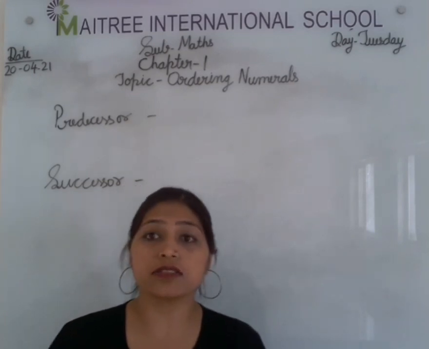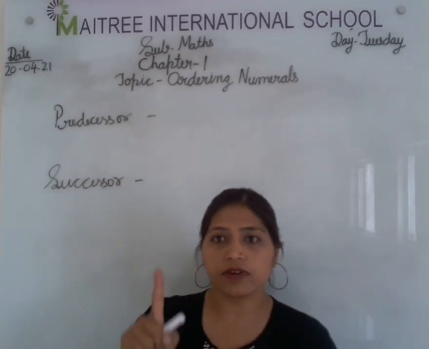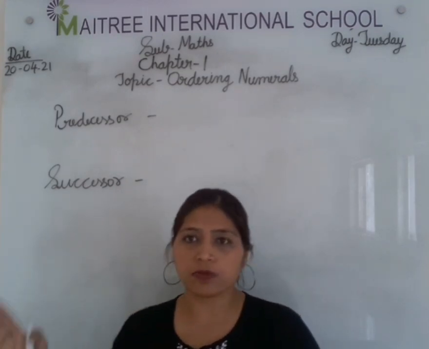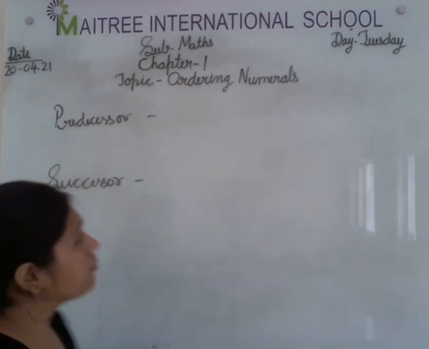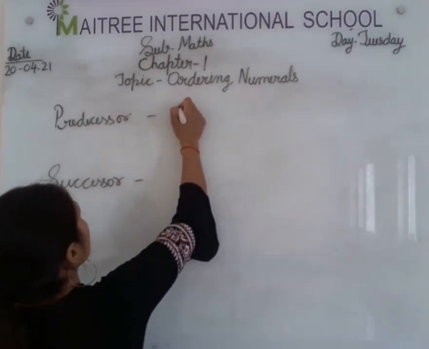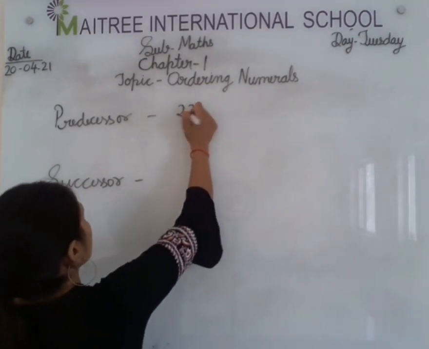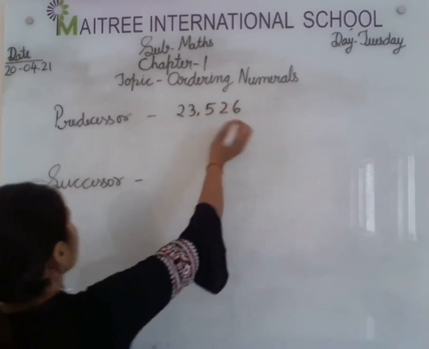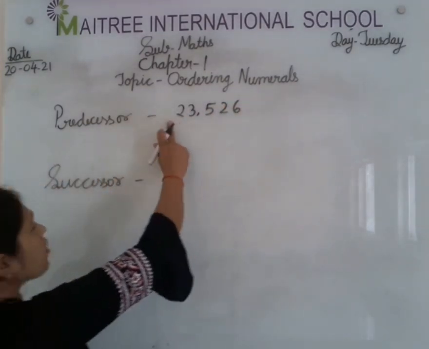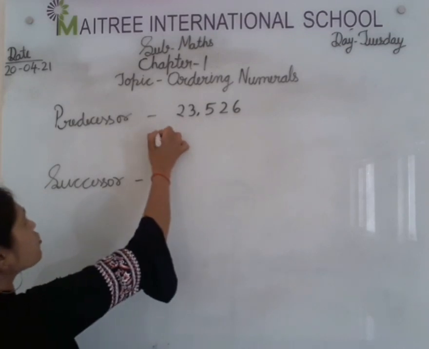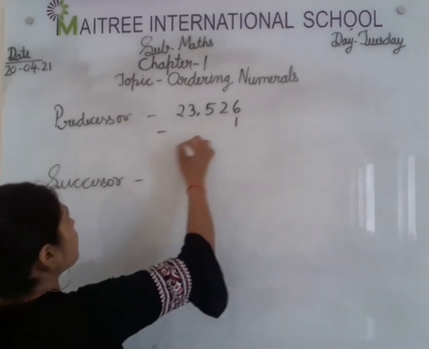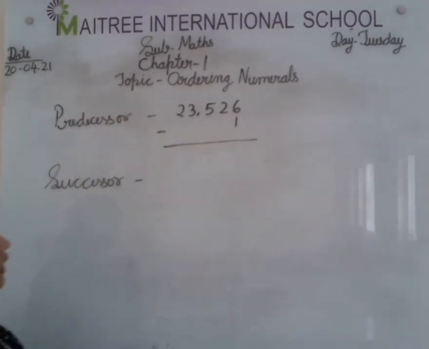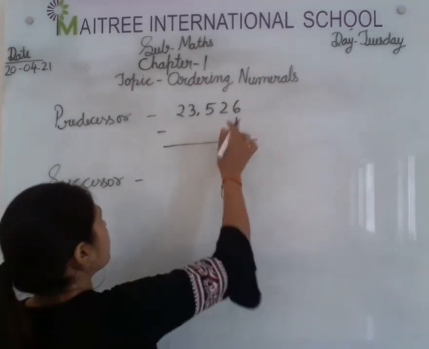How will you get the just before number? When you reduce one from any number, you get the just before number. If I am taking one example here, 23,526, we have to find the predecessor of this number. What do we need to do here? We need to subtract 1. So what will we get if we subtract?